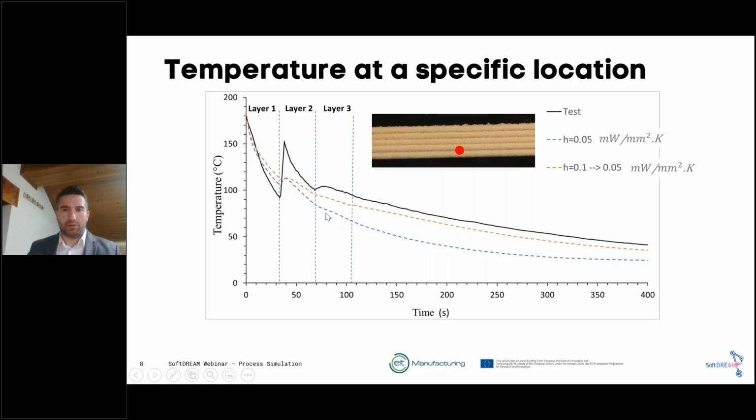So we can see that overall the results are satisfactory, and the simulation has reasonable prediction. Furthermore, we can see that when we have a varying convection coefficient, the line in orange, the correlation with the testing improves. So this is an example that this is a very difficult parameter to obtain, and actually the simulation can help us.